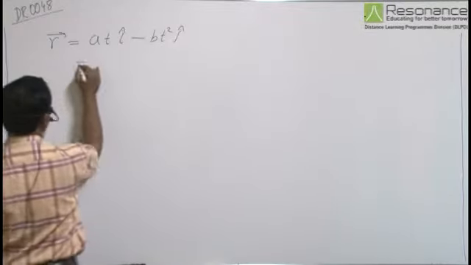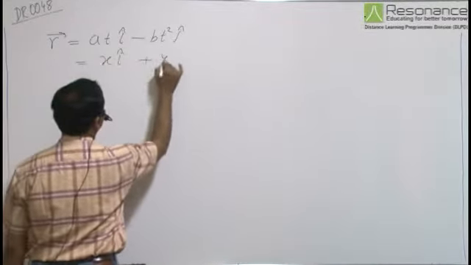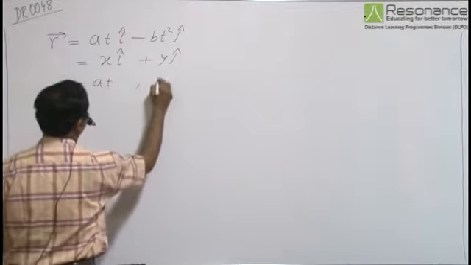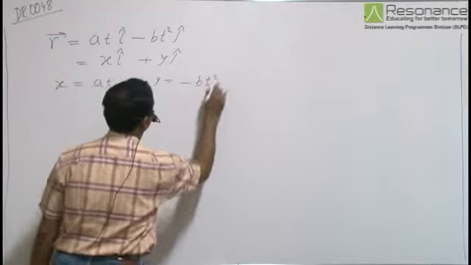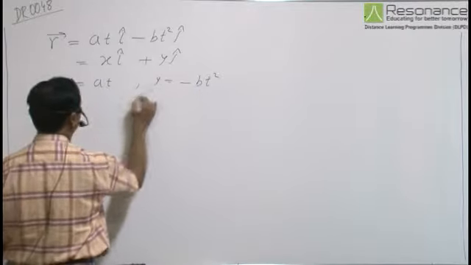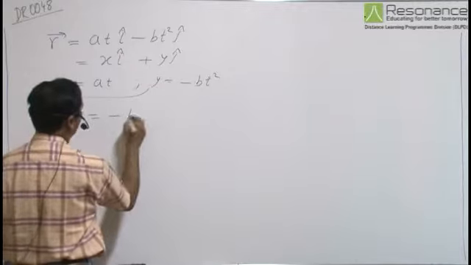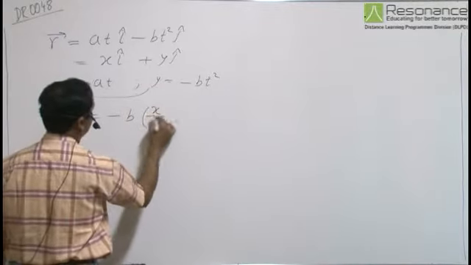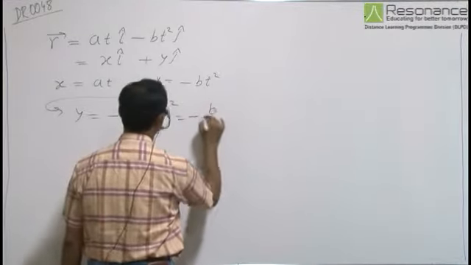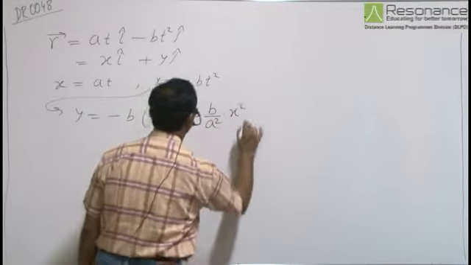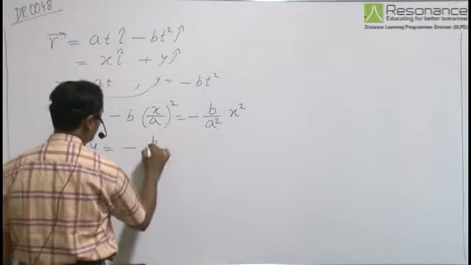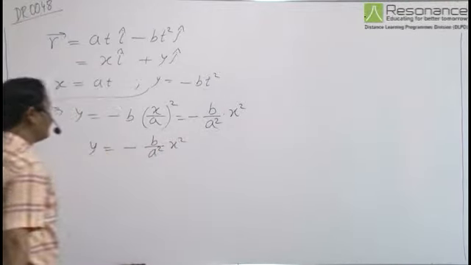So the radius vector can be written as x i cap plus y j cap, from where we obtain x equal to at and y equal to minus bt². So if we replace t in terms of x, we can write y equal to minus b, t is nothing but x by a, so this is equal to minus b by a² into x². So the equation of the trajectory is y equal to minus b by a² into x².